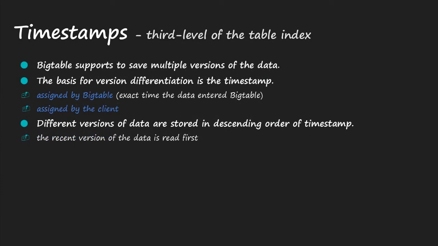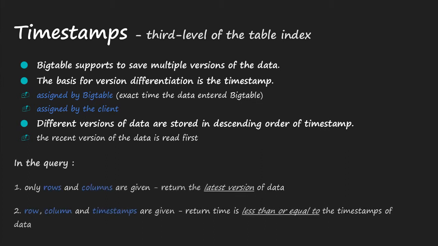The timestamp is the third-level index. Bigtable supports multiple versions of the data. The basis for version differentiation is the timestamp. The timestamp can be assigned by Bigtable and the client. Different versions of data are stored in descending order, so the most recent version will be read first.